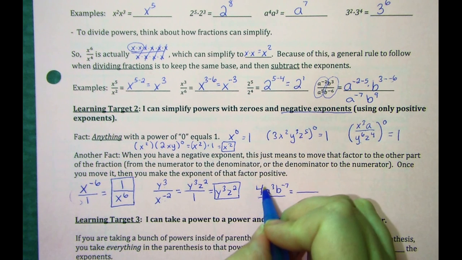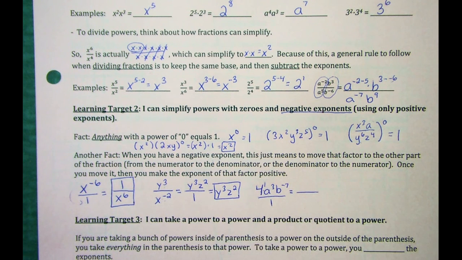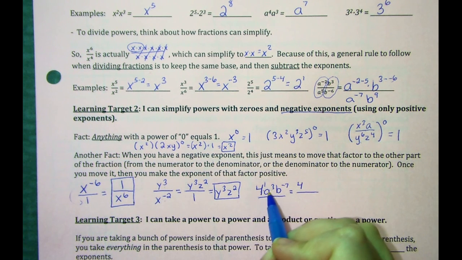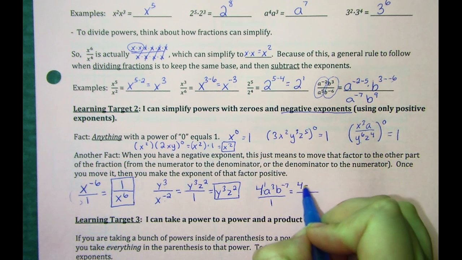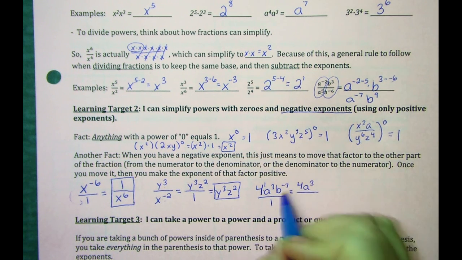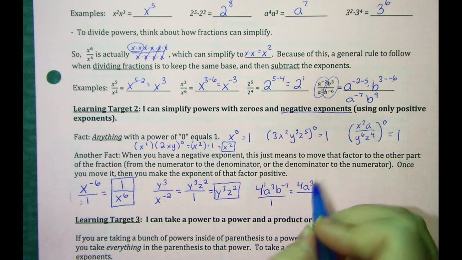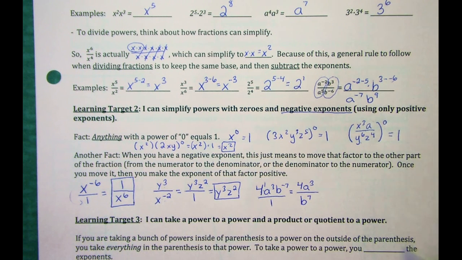So the 4 does not have a negative exponent. It just has a 1 right there, really. And so that stays on the top, right where it is. A to the third is on the top right now, and because it has a positive exponent, it's going to stay on the top. B to the negative 7 has a negative exponent, and because it has a negative exponent, it's going to move to the bottom and become b to the positive 7.